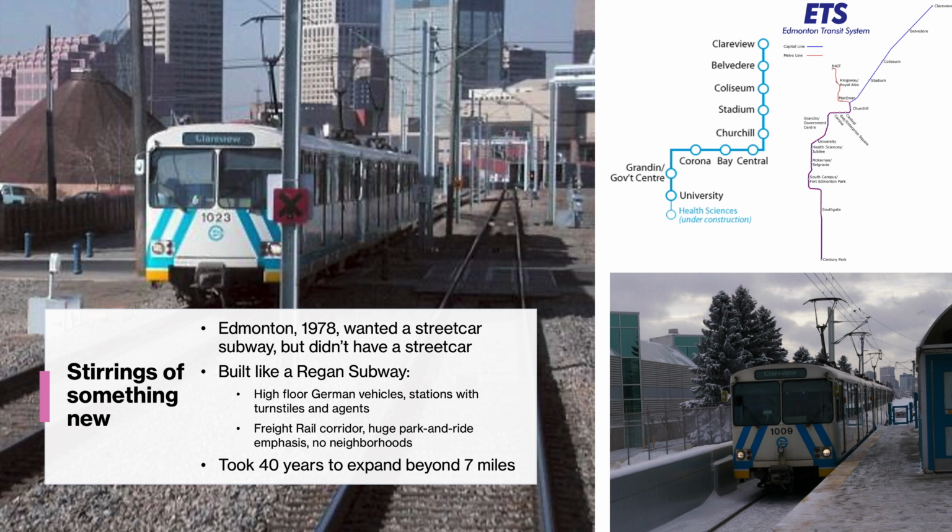They repurposed an existing freight rail corridor, and they bought these interesting high-floor German vehicles, but they also had turnstiles and station agents at stations, and there was a very heavy emphasis on park-and-ride traveling, and they didn't actually go to any of the neighborhoods that it served. Overall it took about 40 years to extend beyond the initial 7-mile line meaningfully, so it kind of looks somewhat new, like a modern light rail system, but it was a very odd implementation of it.